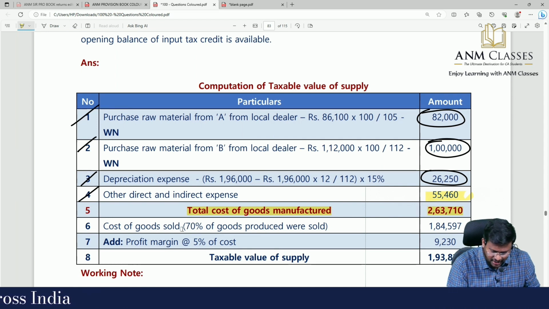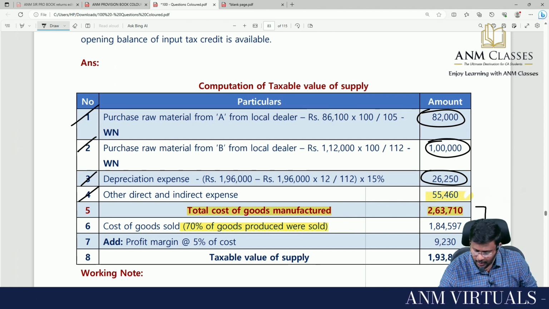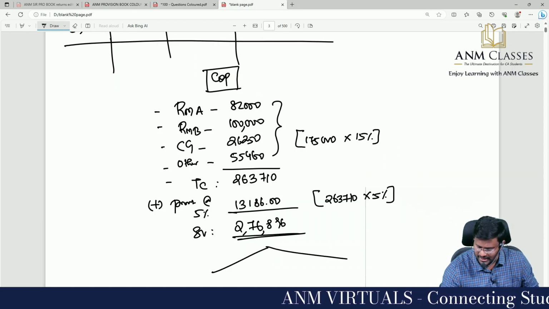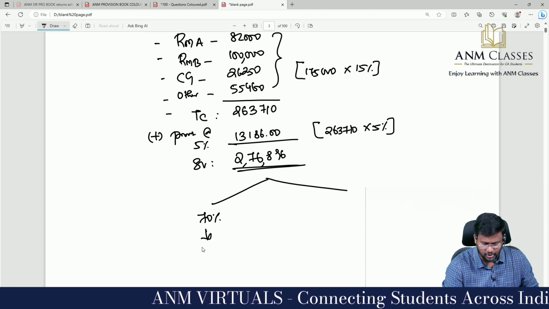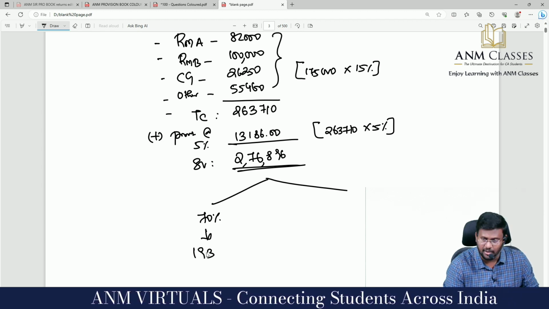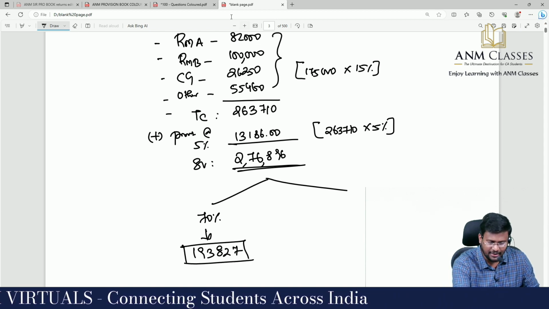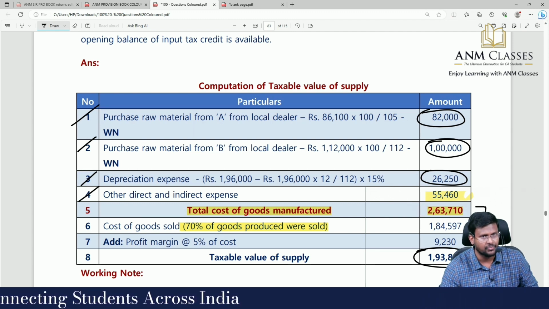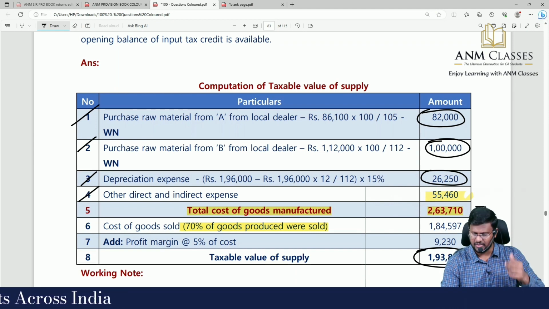They have sold only 70% of it. They took 70% of that cost and added profit on top of it. They got 1,93,000. We can find this out: 2,76,896 into 70% comes to 1,93,827, a round-off difference. We have taken 100% and they have sold 70%. Correct?